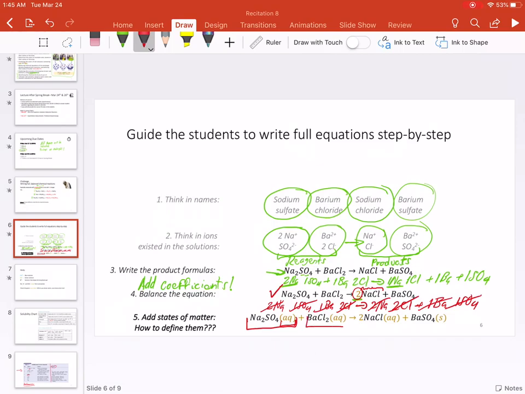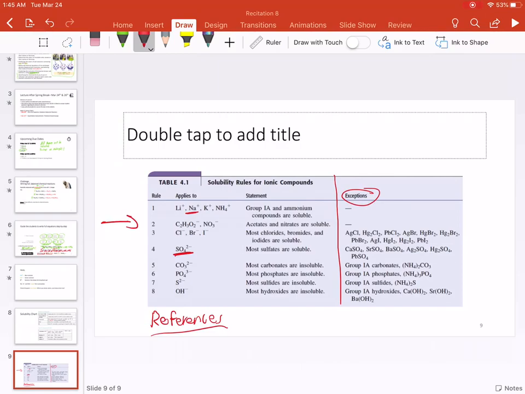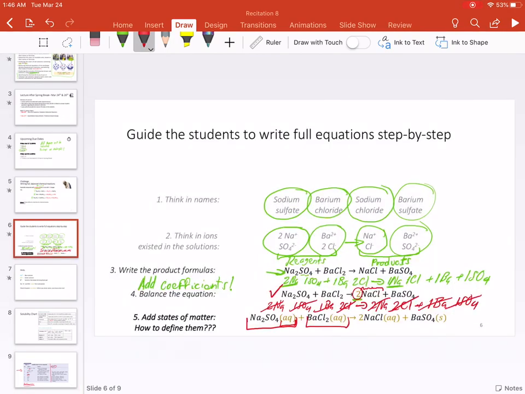Okay, now let's take a look at barium chloride. If I go back in here and I take a look at the chloride ion in this case, they are telling me that most of the chlorides, bromides, and iodides are soluble, okay? And if I take a look at the exceptions in this case, you will notice that you don't have barium anywhere, okay? Even though barium normally is not soluble, when barium is with chlorine, it is soluble. Therefore, this is in an aqueous state.